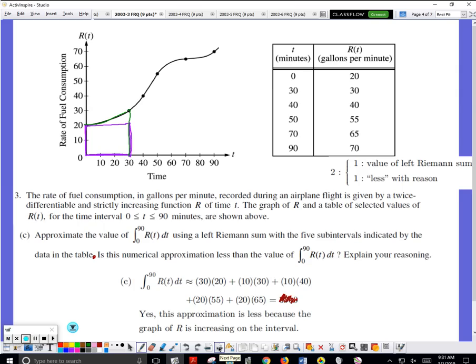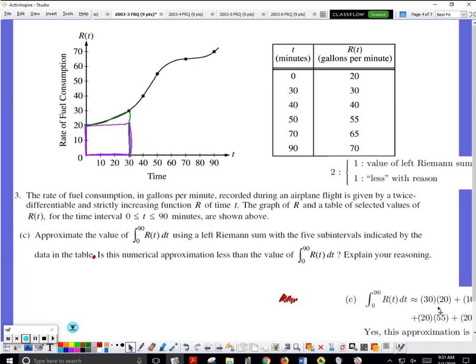Part C. Part C says, let's move this out of the way for a minute. Part C says, approximate the value of this integral using a left Riemann sum. Okay, I'm back in comfortable territory. I know how to do Riemann sums. 5 subintervals will be important. Left is important. Indicated by the table, there's a period there, so I stop right there. And I go to work on this one. So let's see.